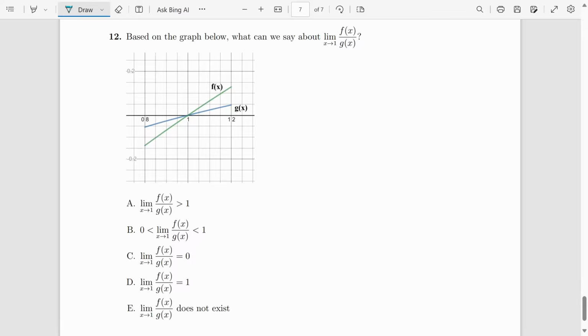Question 12, based on the graph below, what can we say about the limit as x approaches 1 of f of x divided by g of x?